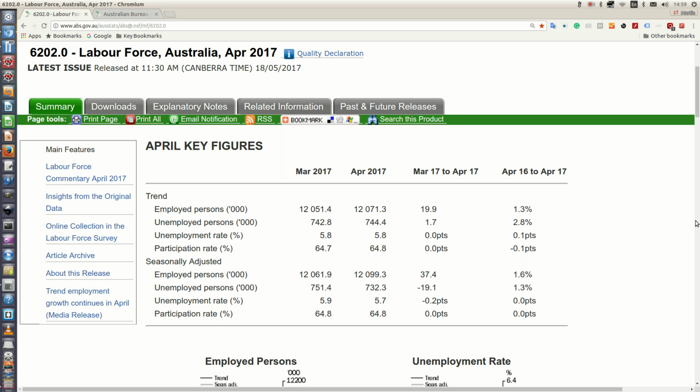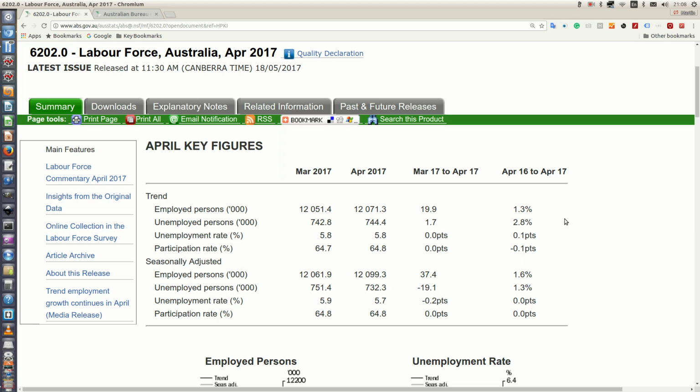Hello out there. I thought I'd have a chat about what does not get quoted when quoting official statistics in the media, and that is sampling error associated with sample surveys, and in particular, confidence intervals.